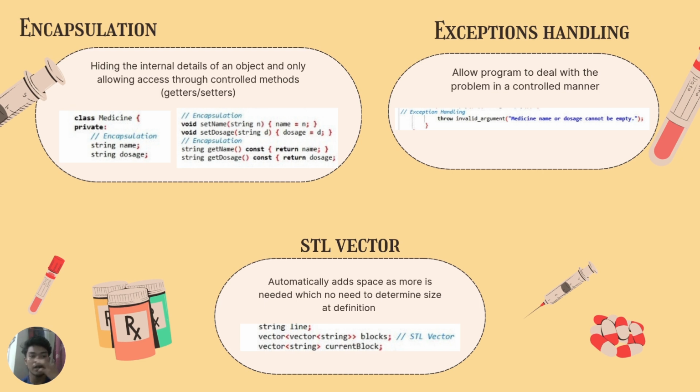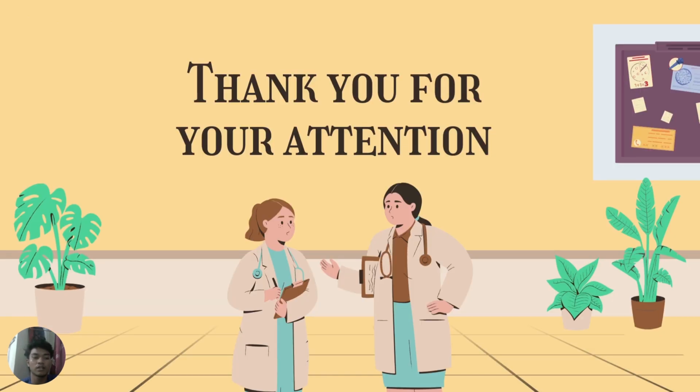Okay, so I will continue the OOP concepts with encapsulation. It's hiding the internal details of an object and only allowing access through control methods, getters or setters. You can see we have applied the encapsulation in our coding. This is our screenshot. Next, exception handling. It allows the program to deal with problems in a controlled manner. Lastly, STL vector automatically adds space as more is needed, so there is no need to determine the size at definition. That's all from me. Thank you for your attention.